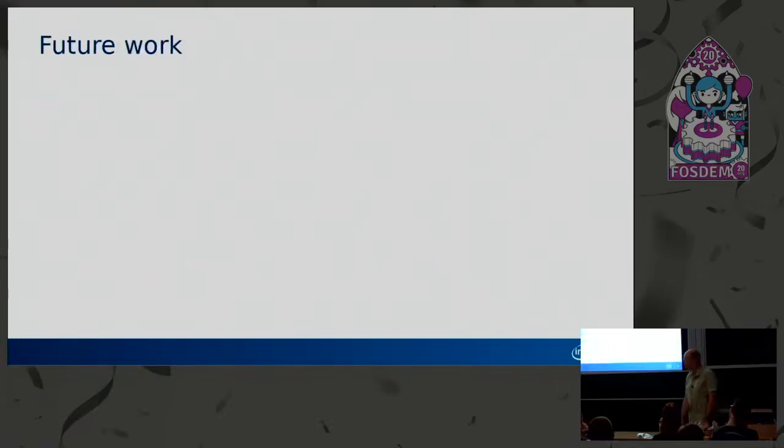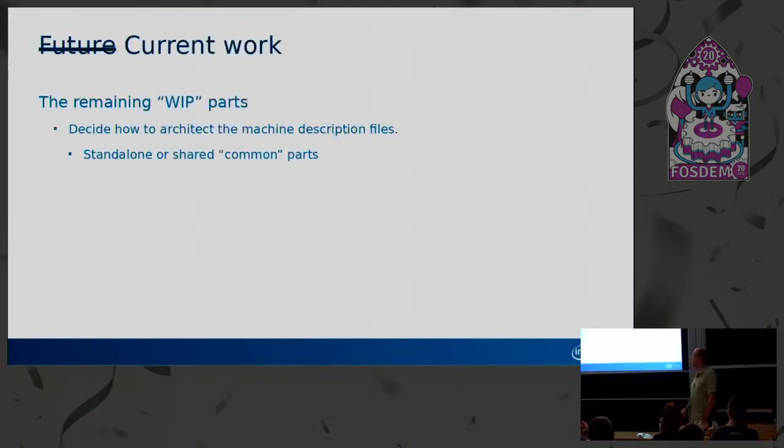So future work, well, wait, no. Finishing current work. There's still a couple of the patches that are marked work in progress. The big one is like I had mentioned before, about deciding what we want to do about the machine description files, keeping them standalone, or trying to extract out common parts. And there's a couple of patches in the MR that show what some of that would look like if we pulled out the common parts.